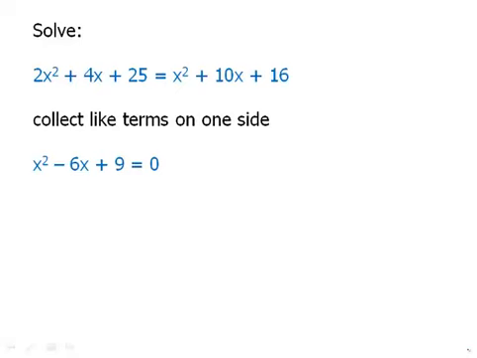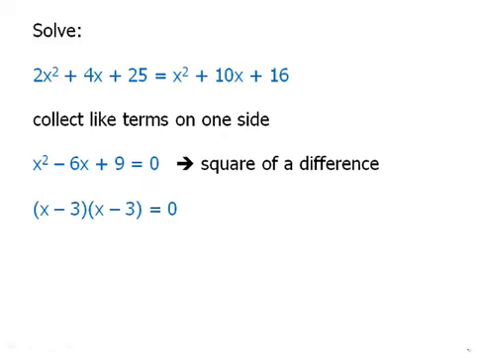And notice that's a special pattern. That is the square of a difference. So we can write that immediately as x minus 3 times x minus 3. It means that our only possibility for getting 0 is if x minus 3 equals 0, or in other words, if x equals 3. So this is an example of a quadratic that has one solution instead of two.